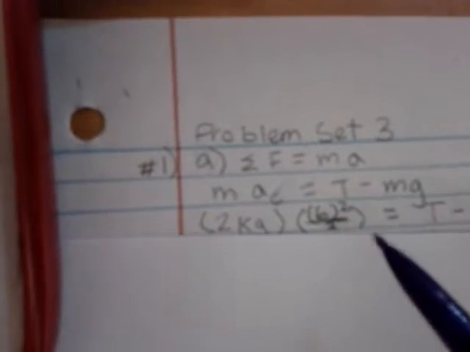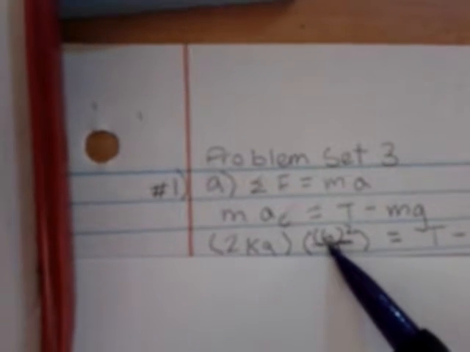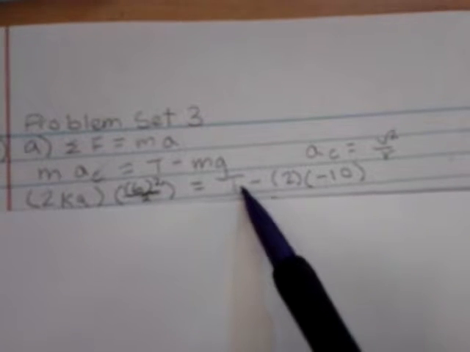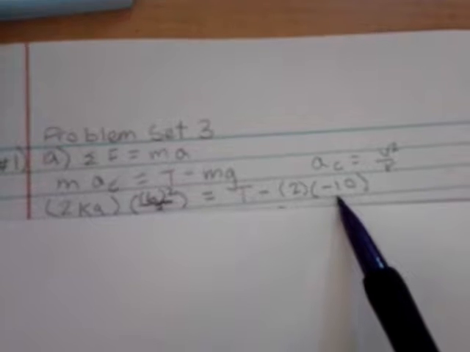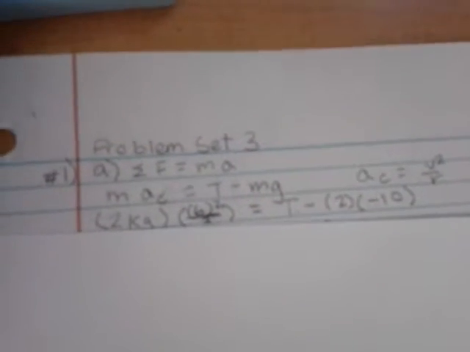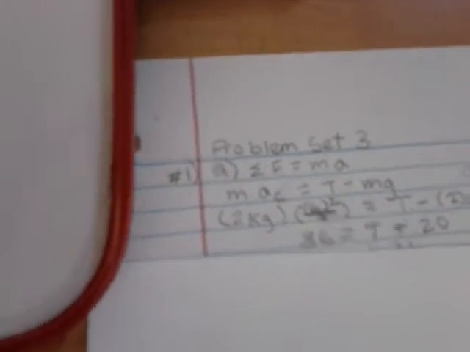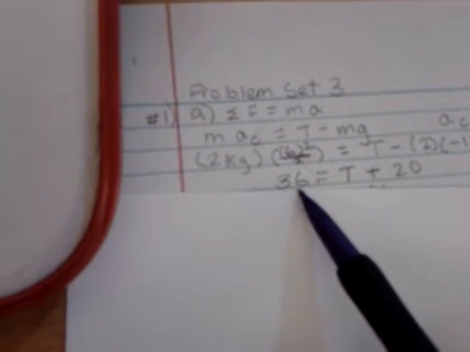So we replace acceleration with this equation. Centripetal acceleration equals v squared over r. When we plug in everything, it's 2 kilograms, we plug in 6 meters per second with a radius of 2, and we're looking for the tension of the string minus 2 kilograms times the gravitational constant, negative 10. So what you get is 36 equals T plus 20, and you subtract 20 on both sides, and T equals 16 newtons.